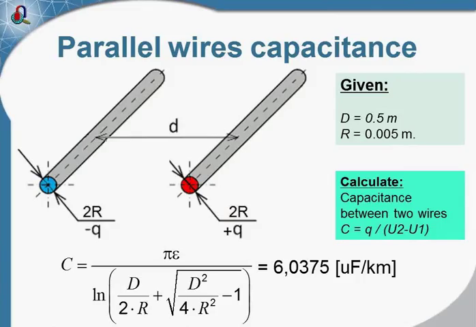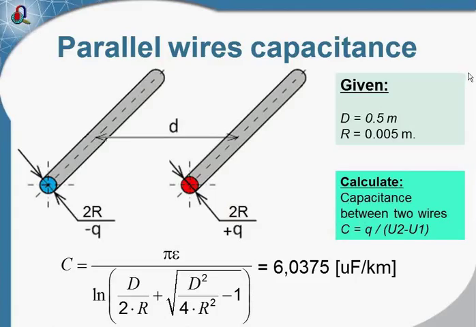In QuickField, we will utilize the general approach of capacitance calculation. To calculate the capacitance between two bodies, we should assign positive charge on one body and the negative charge of the same magnitude to another body, and then measure the voltage difference. So this is the equation to calculate the capacitance.